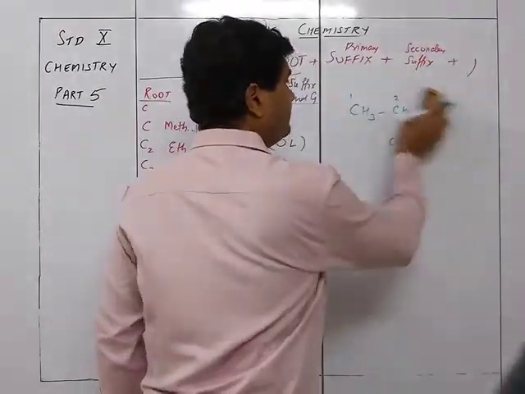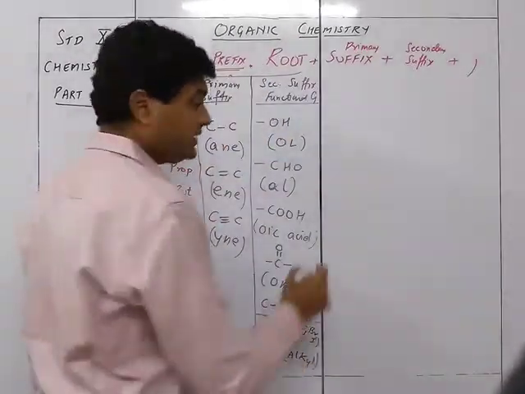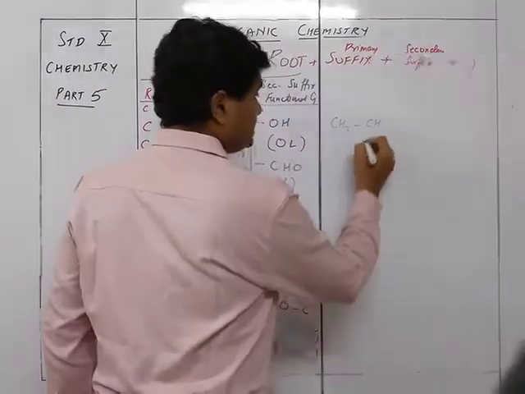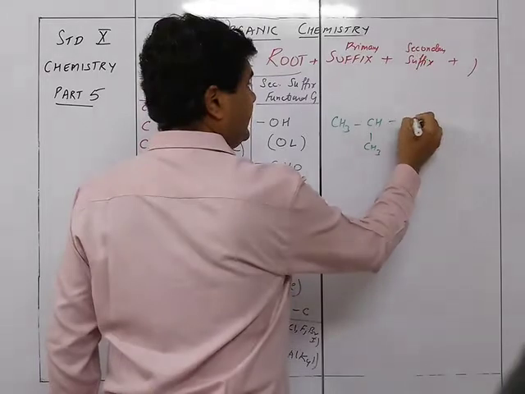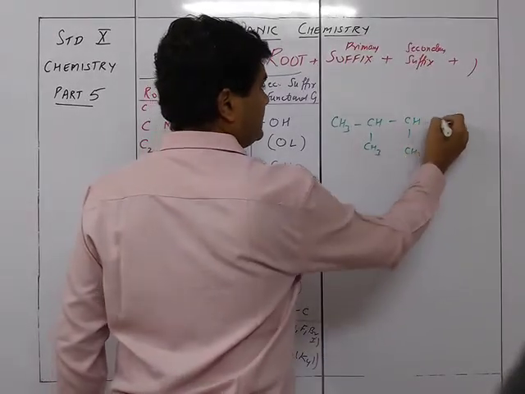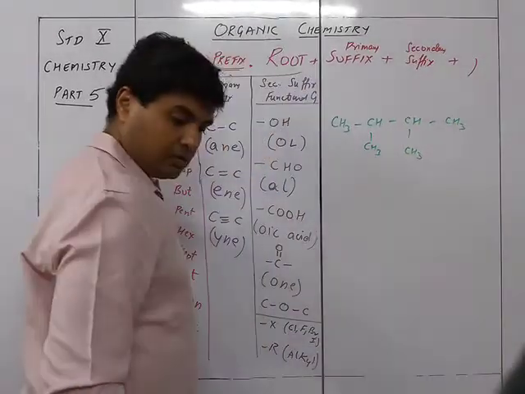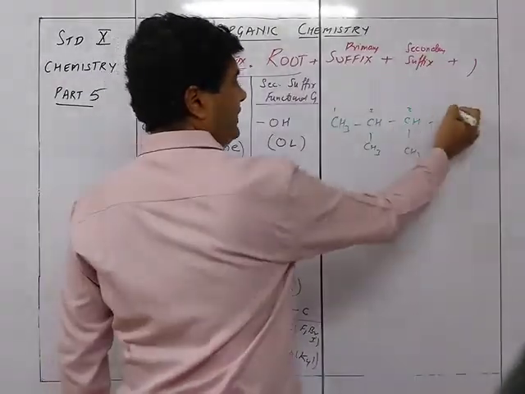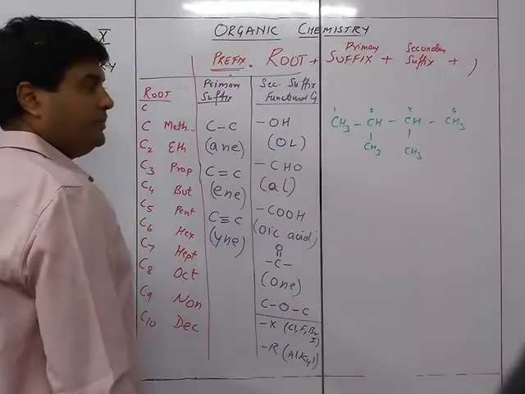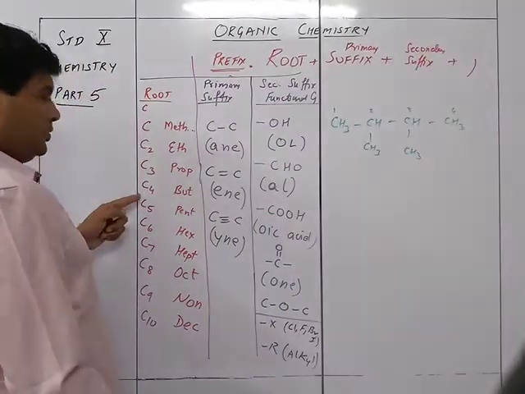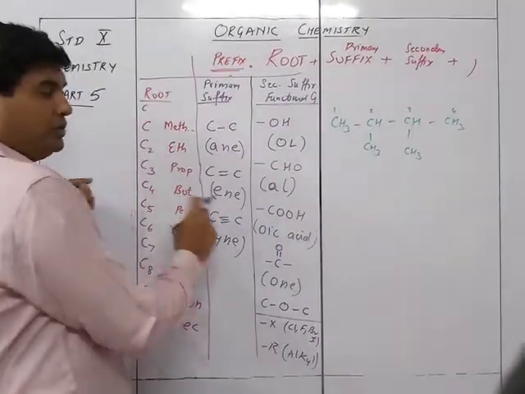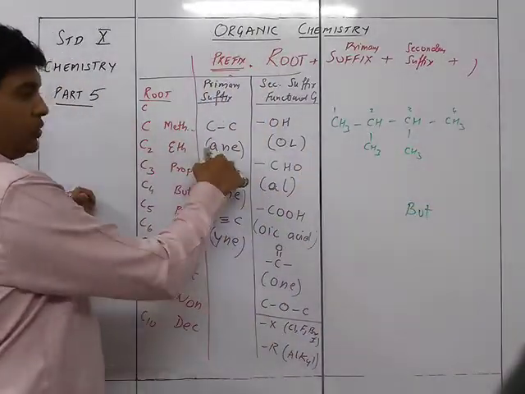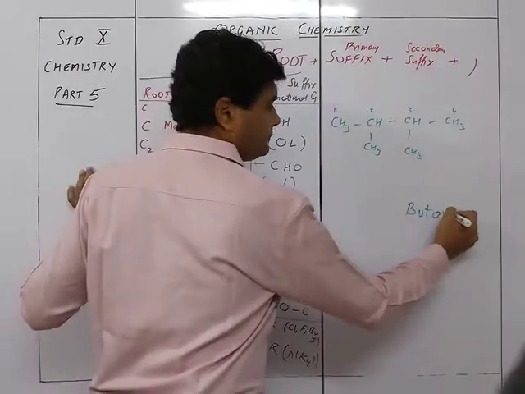Let's see the next one. It is CH3, CH, CH3, CH, CH3, CH3. So we can start from here: 1, 2, 3, 4. There are 4 of them. So again the root. What is the root? The root for C4 is but. All single bonds, so that will be ane.